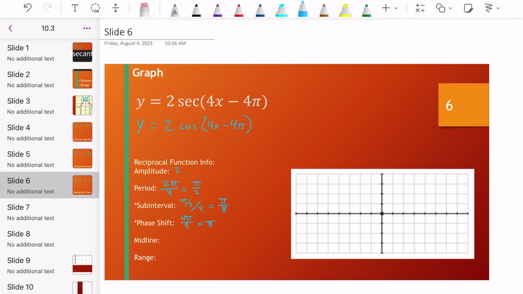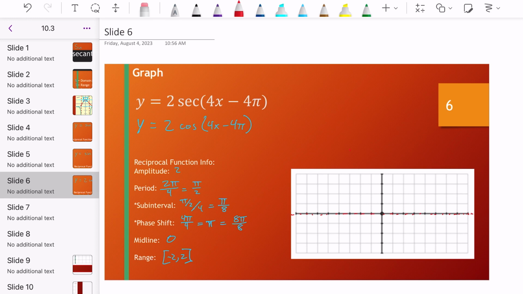Now remember, our phase shift and our subinterval should have the same denominator. So our pi is now going to turn into 8 pi over 8 to match the denominator of the subinterval. Our midline in this case is going to be 0, and our range is going to go from -2 to +2. First thing we're going to do is draw our dotted line for our midline. Notice that's going to go straight across our x-axis since we're at 0.